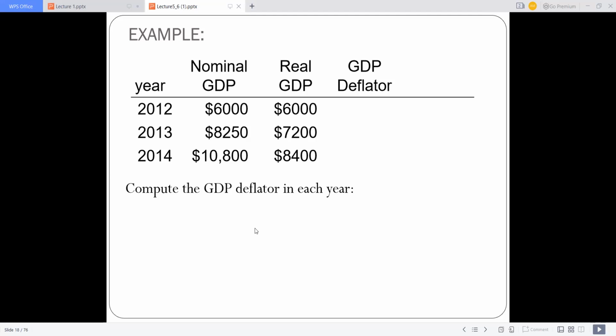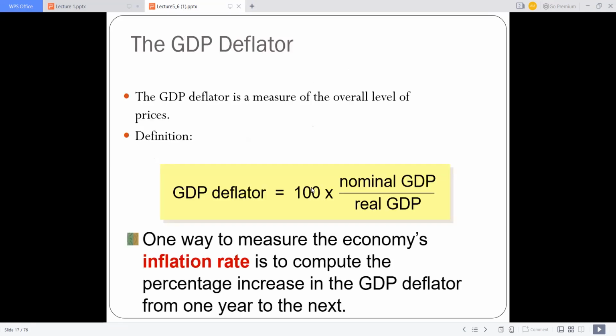So how do you calculate GDP deflator? The formula is here. GDP deflator is nominal GDP over real GDP times 100. If you don't know, write it. And we can use the GDP deflator to calculate inflation rates.